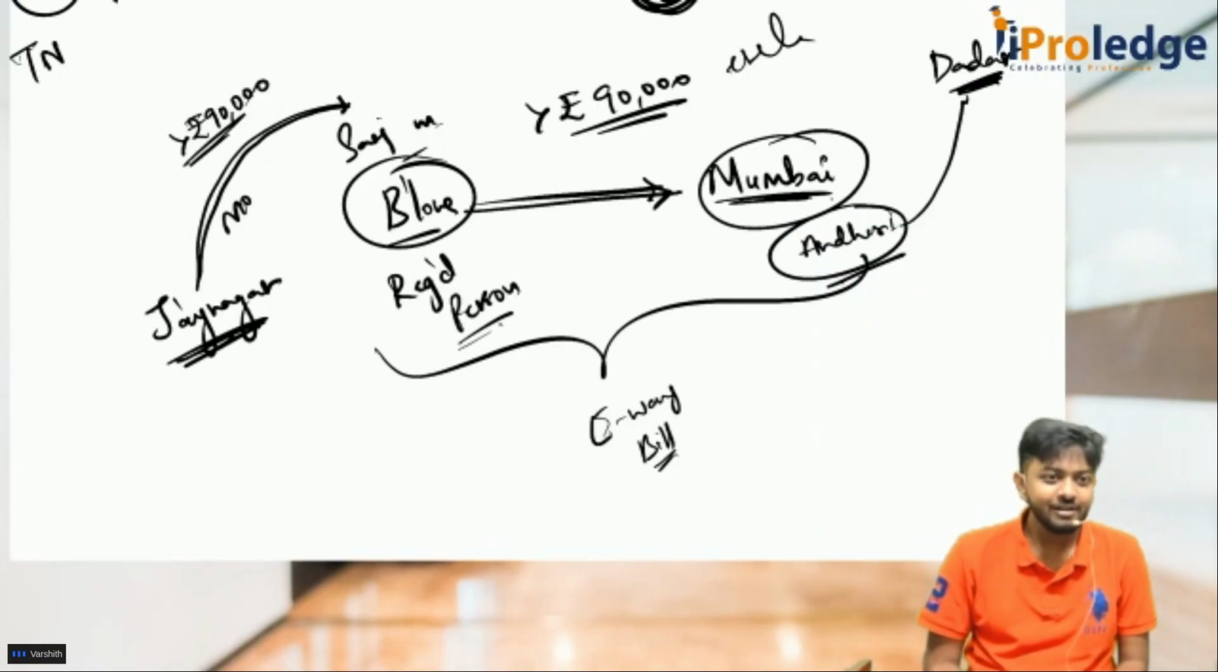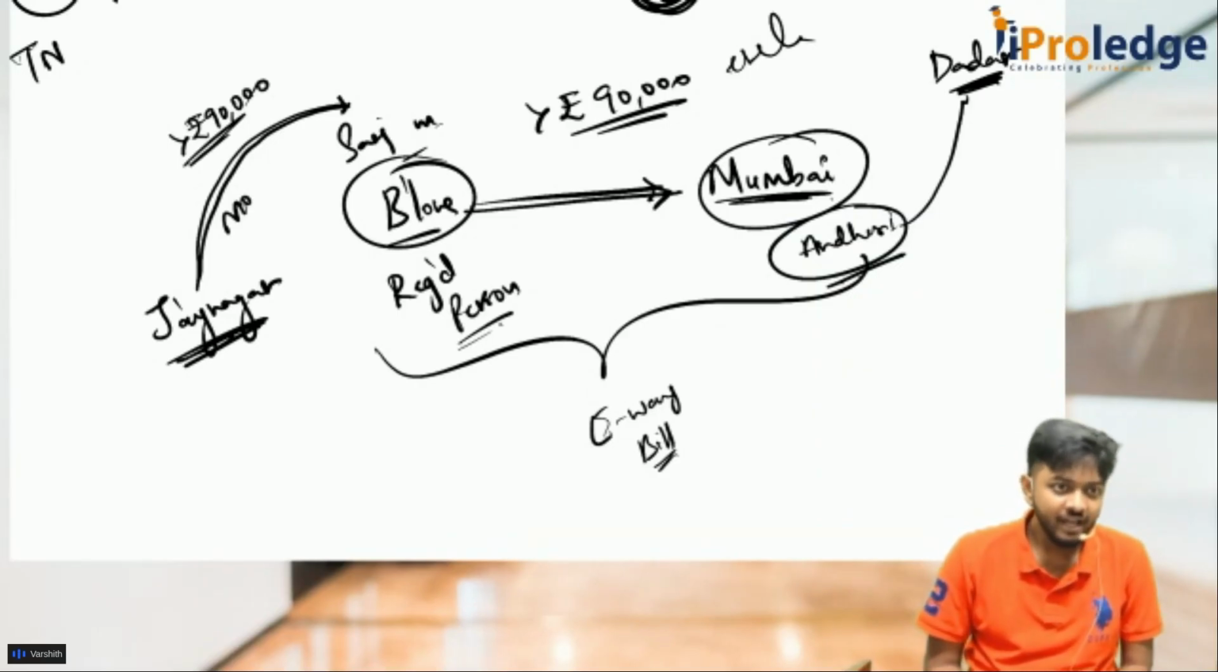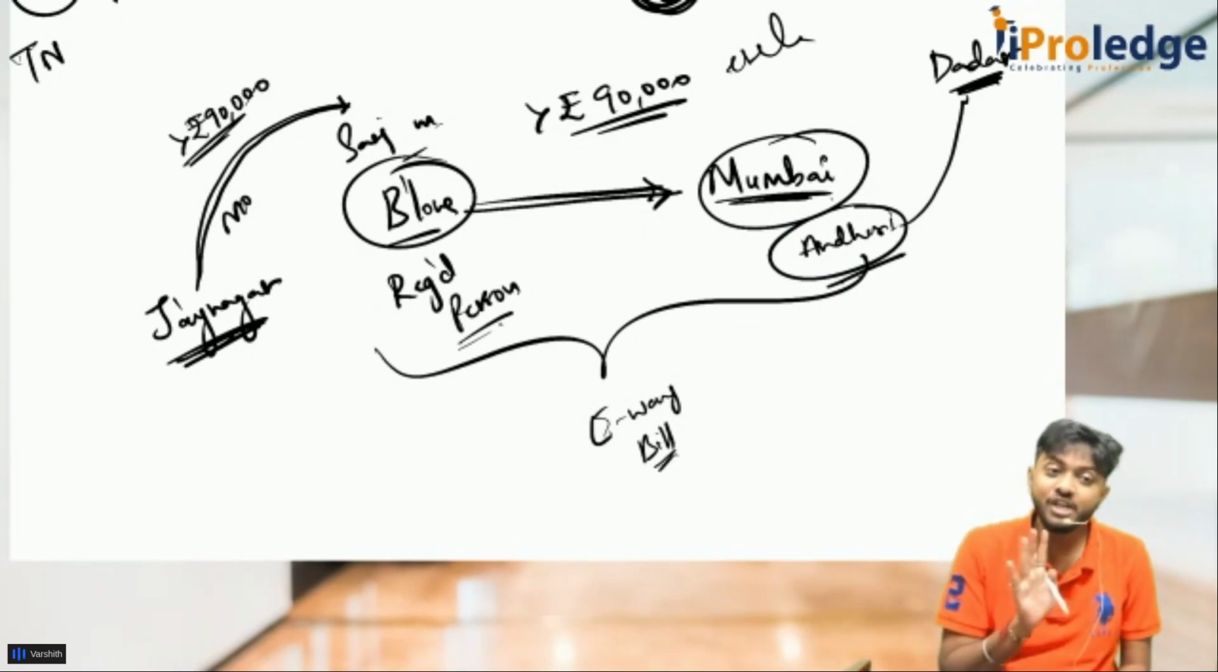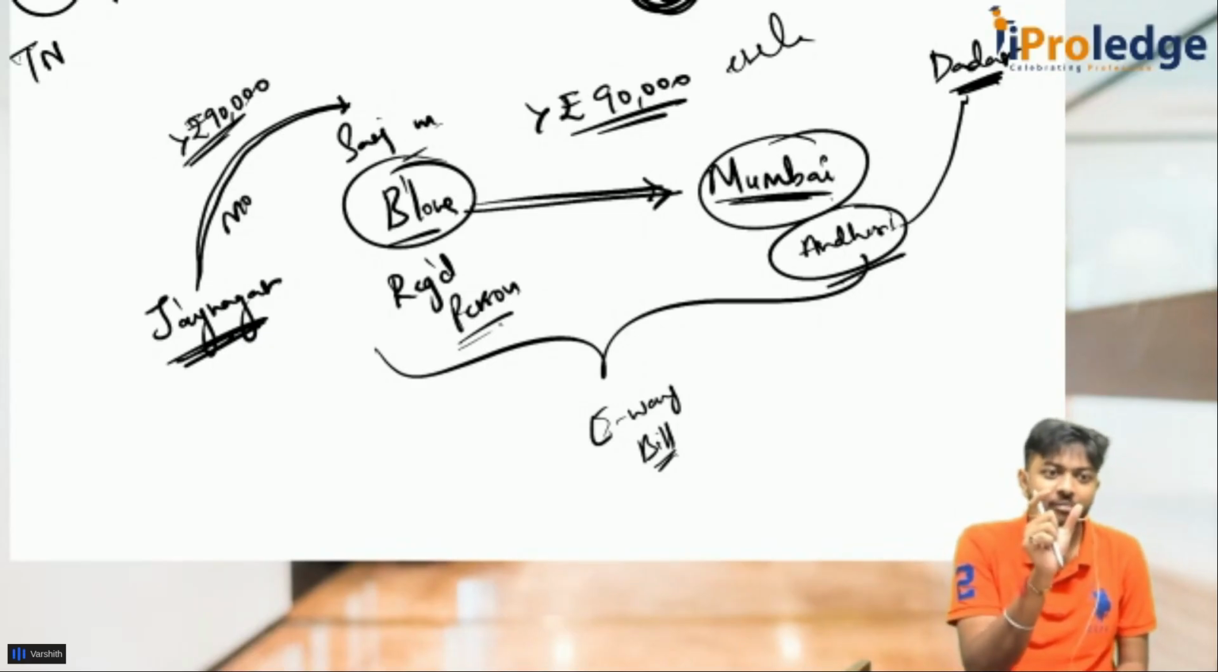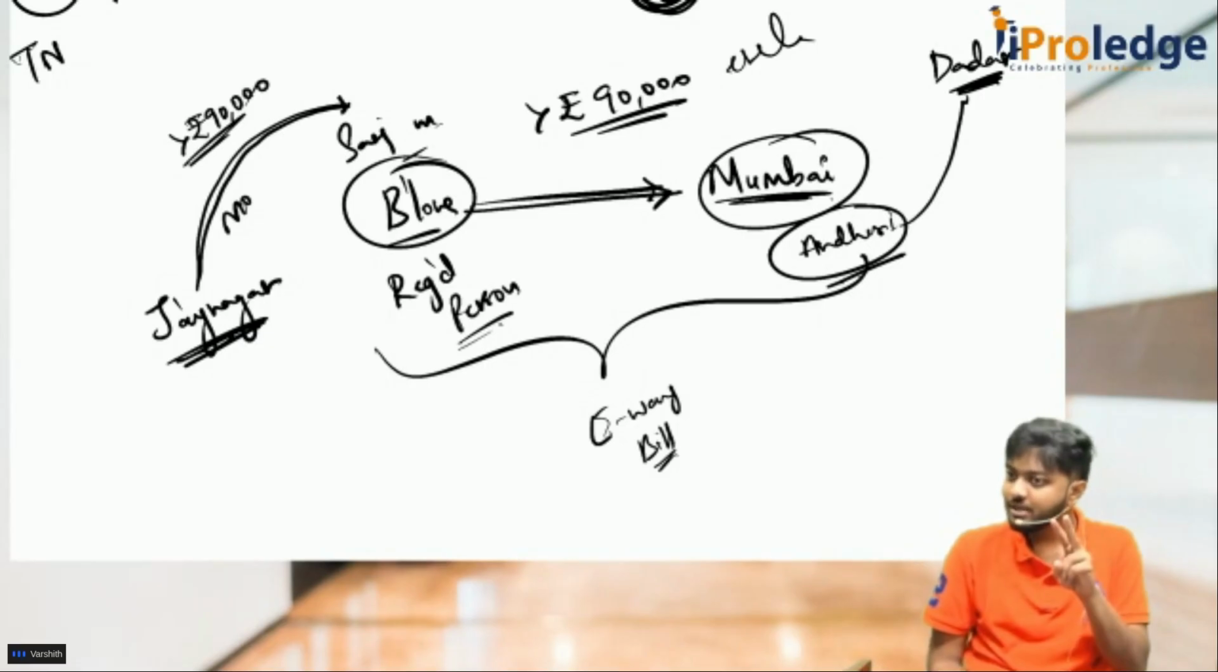Any doubts, sir? There is no need to file part B. Part A should be filed. Guys, in e-way bill there were two parts, part A, part B.